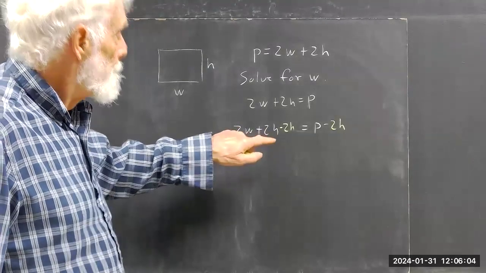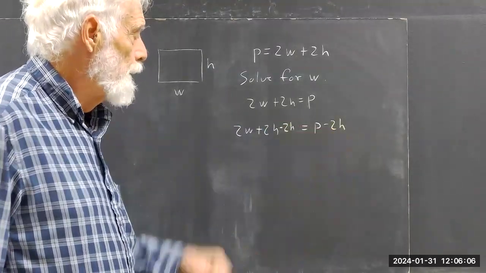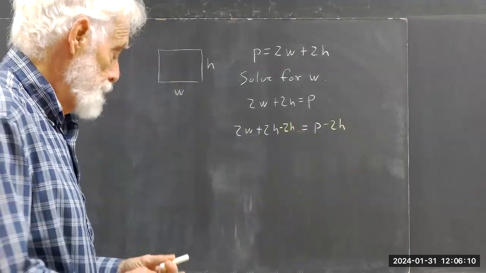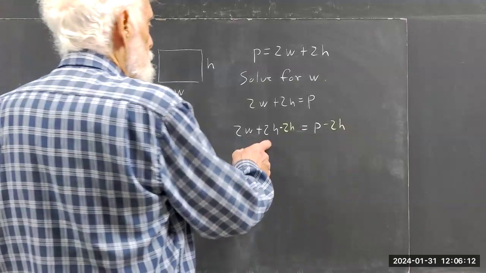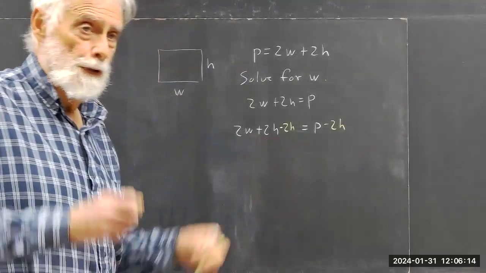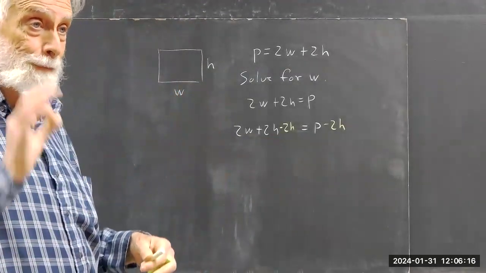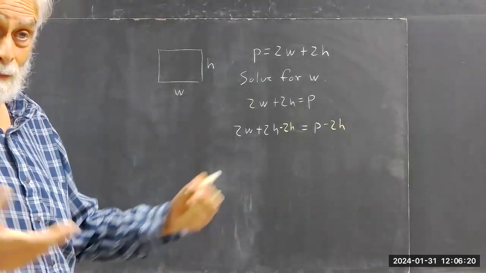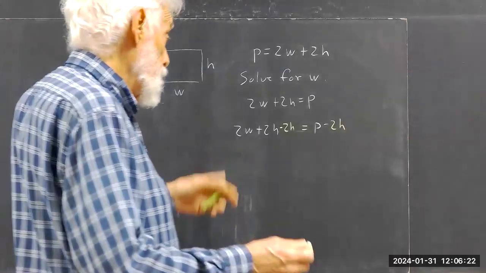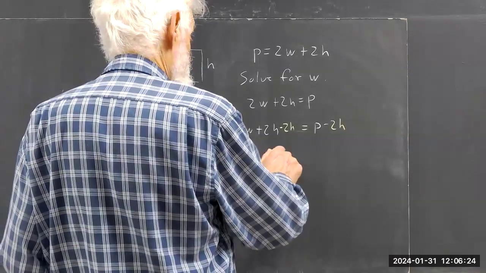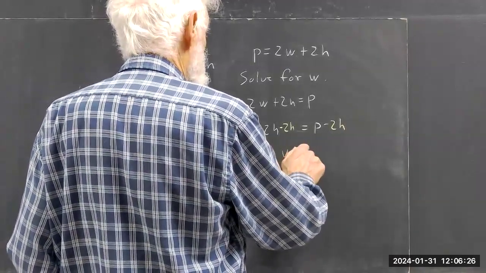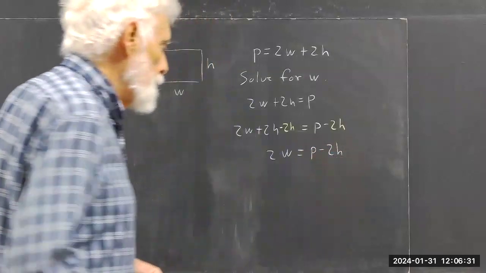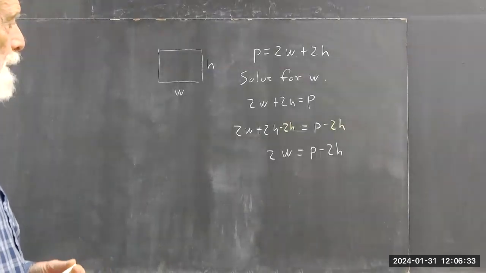Okay, so we subtract 2H from both sides. Well, what's 2H minus 2H? Can you show me with your hand? Zero, right? When you subtract something from itself, it gives you zero. It effectively cancels it out. People like to use that word. So we've got 2W equals P minus 2H.